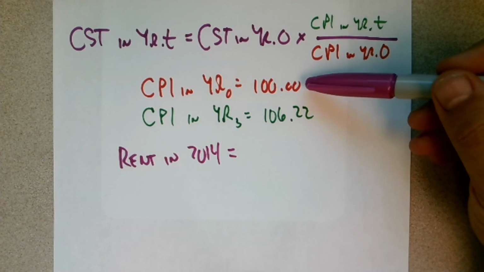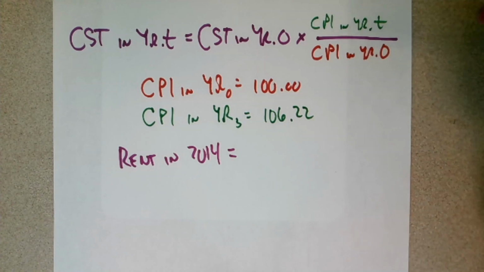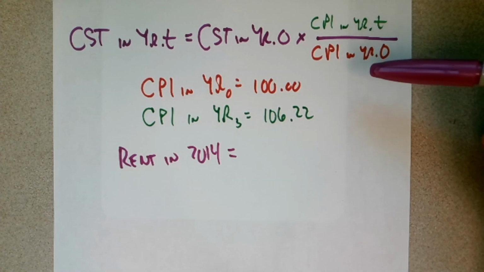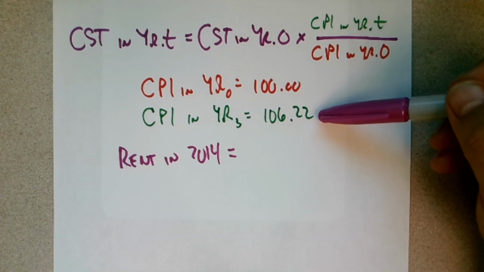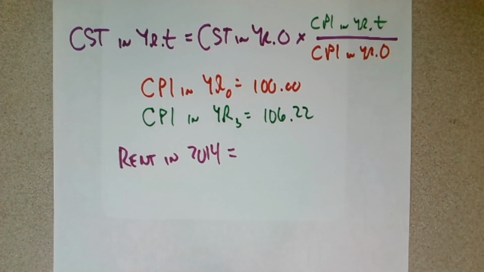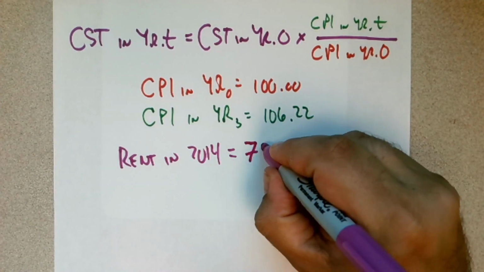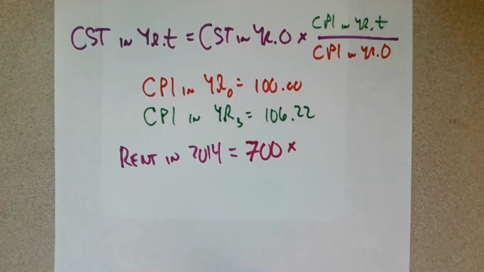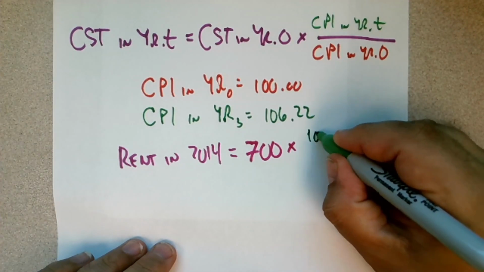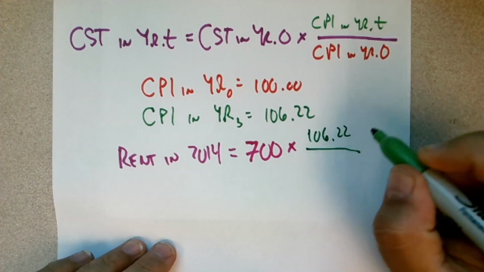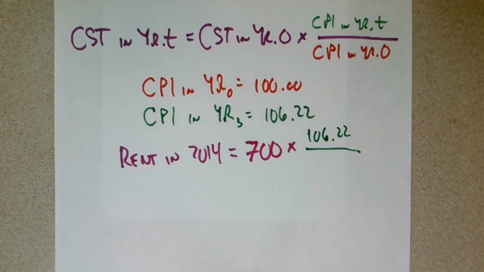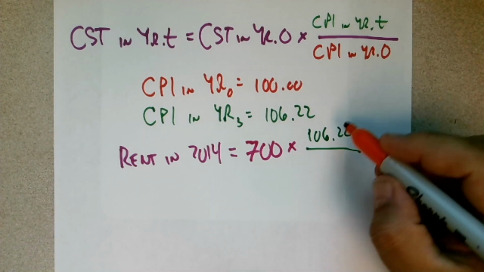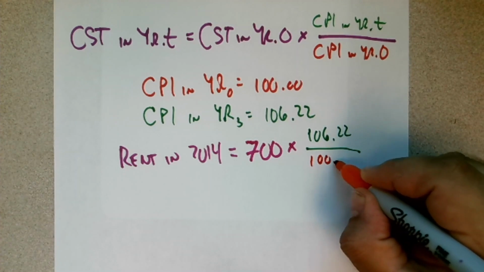So from the spreadsheet, the CPI in year 0 was 100. That was what it means to be the base year. It's 100% of its years, all the other CPIs compared to year 0. The CPI in year 3 is 106.22. The rent in year 0, as you'll recall, was 700, and we multiply that by the CPI in year 3 divided by the CPI in year 0.